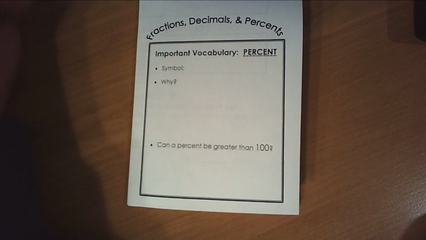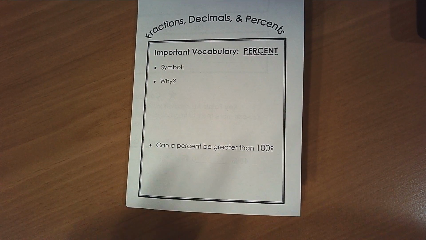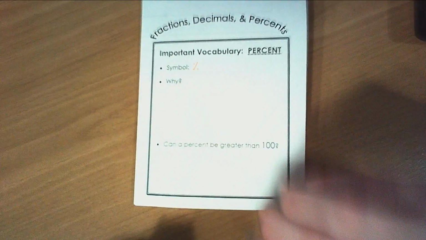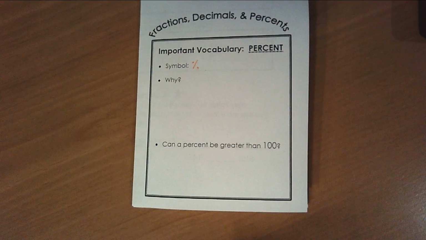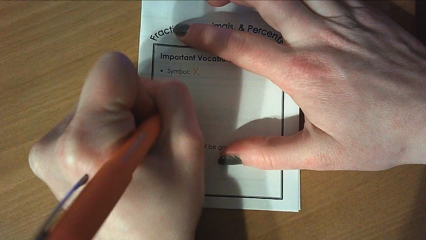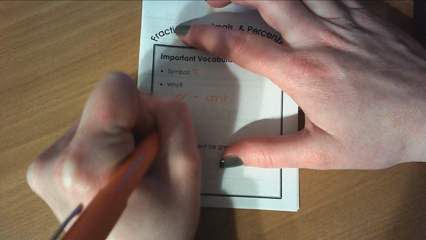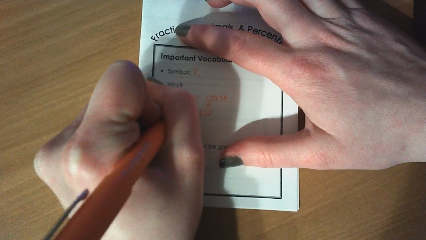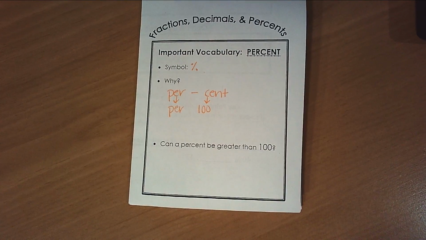In this lesson today, we're going to be looking at fractions, decimals, and percents, and converting between the three. So the first word that we're going to talk about is percent, and the symbol for percent looks like this. It's a little slash mark with dots on top and bottom, with one dot on either side. And why do we say percent? If we break this into two parts, percent, per 100. Cent means 100, so we're talking about per 100 when we're talking about percents.